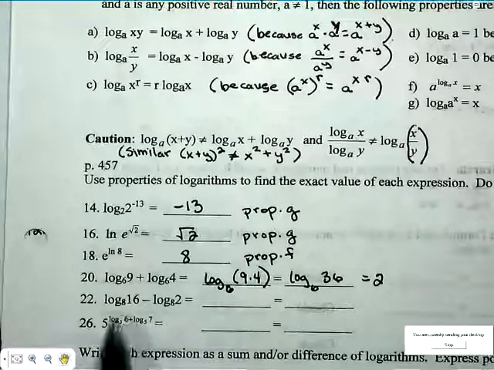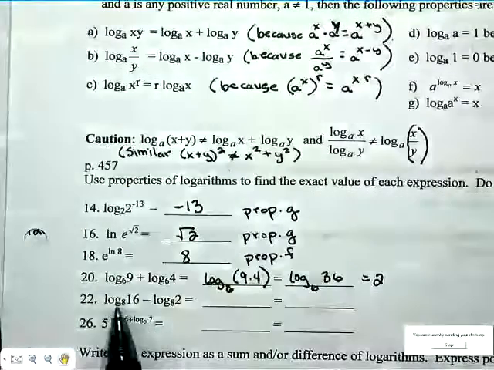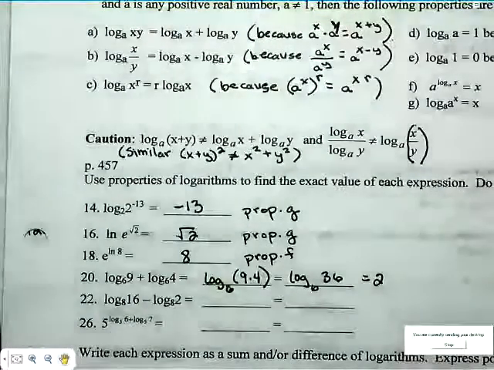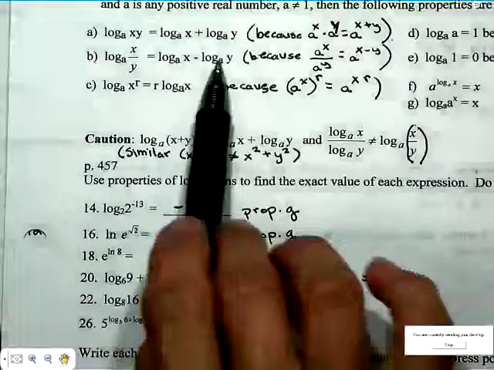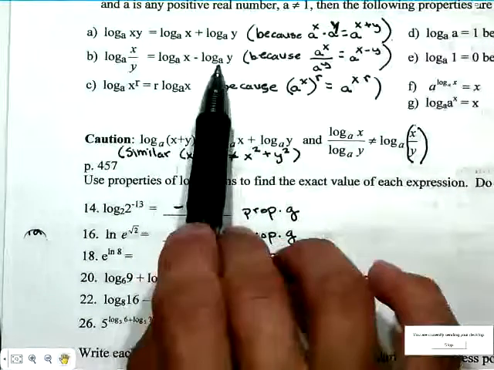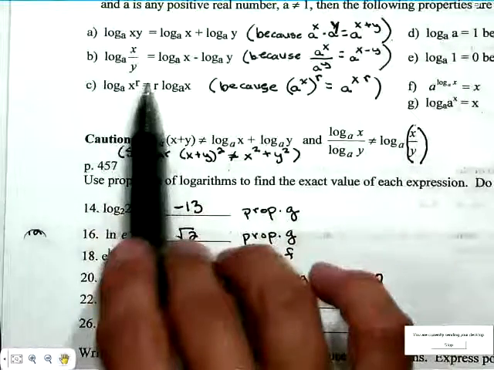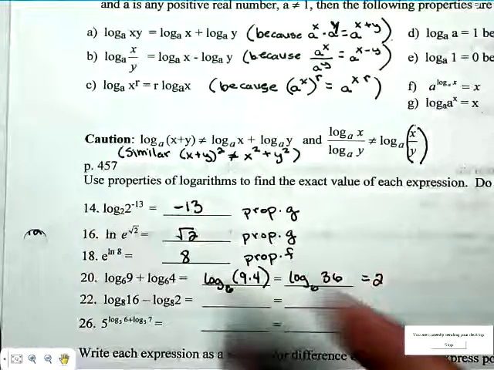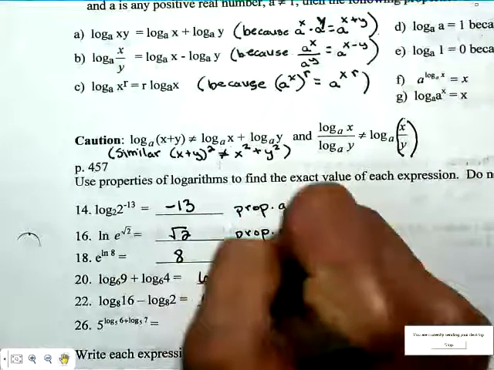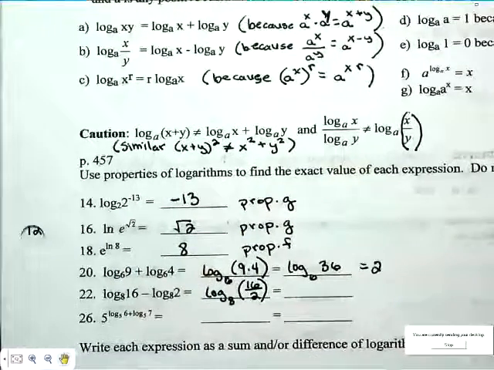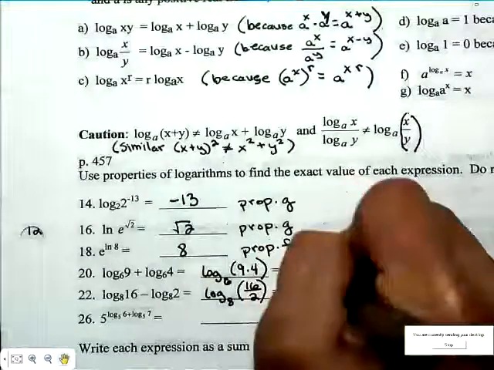Number 22, is it property A, B, or C that tells me how to put back together the difference of two logs? Property B deals with the difference of two logs. You put the difference of two logs back together as the log of a quotient. You divide the arguments. So on number 22, that's log base 8 of, divide the arguments, 16 over 2. But 16 over 2 is just 8.